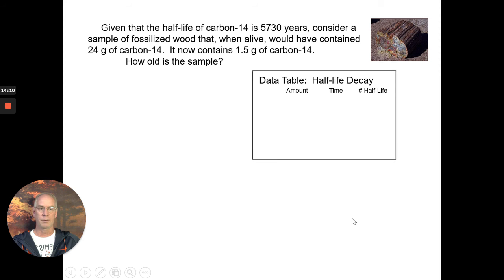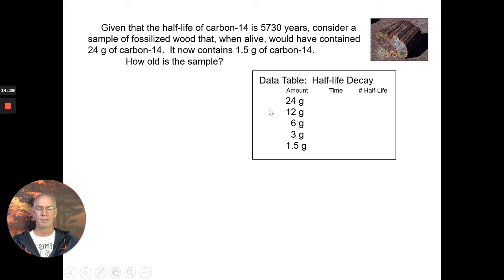We're going to set amount, time, and half-life. Now, I'm going to start with 24 grams. Cut it in half, go to 12. Cut that in half, go to 6. Cut that in half, go to 3. Cut it in half. I'm going to stop at 1.5 because it says it now contains 1.5 grams.